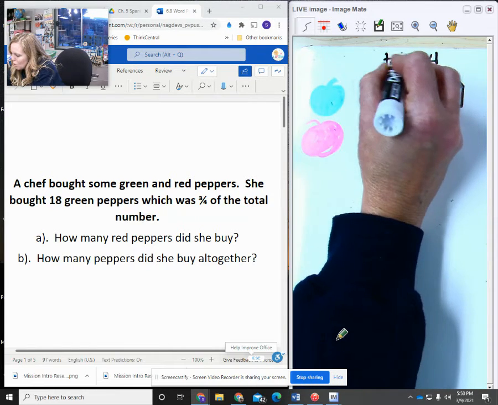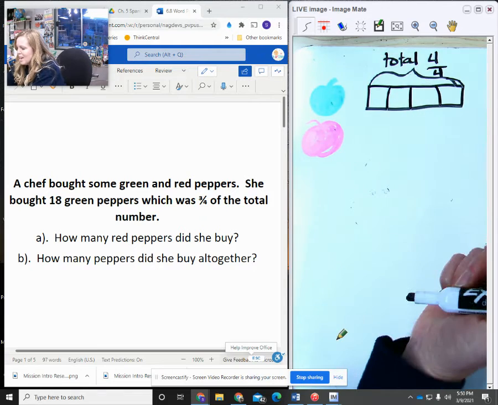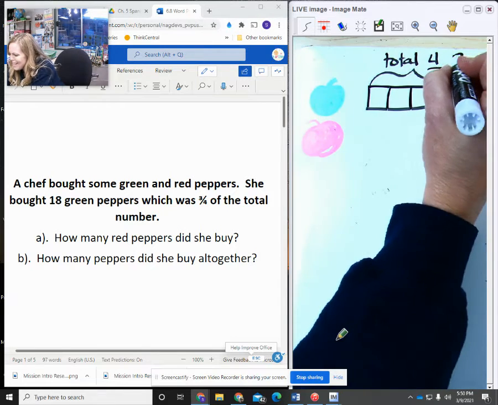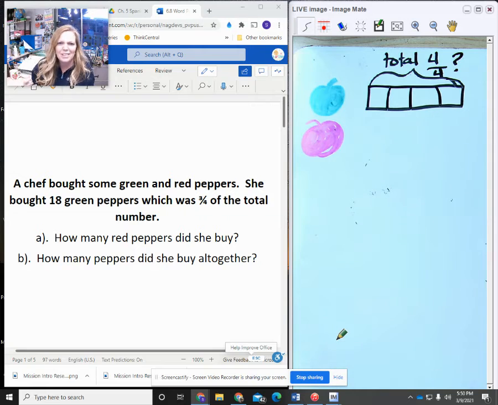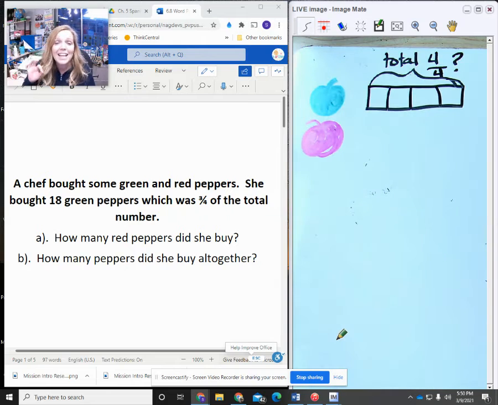So I'm going to write the total, and I'm going to break my bar model into fourths. What we don't know is how many peppers that is. Okay, so let's look at what we're supposed to solve for. Question A, how many red peppers did she buy? And question B, how many peppers did she buy altogether? So again, we don't know altogether, but we can take the information they've provided, and I promise you we can solve. And I bet you it's going to click.